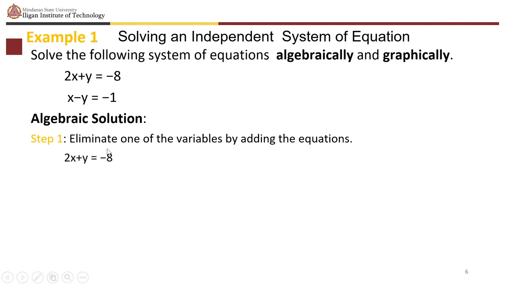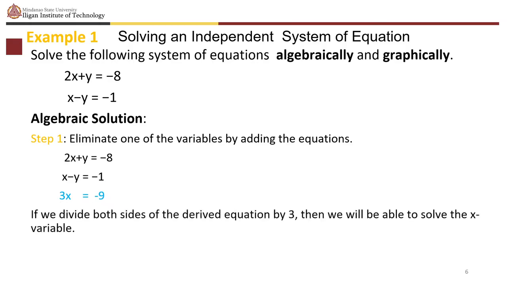When we do that, we have 2x + y = -8, and x - y = -1. When you add 2x plus x, that will give you 3x, and y minus y is 0. Then -8 plus -1 is equal to -9. So you come up with 3x = -9. Then we divide this equation by 3, so x = -9/3, meaning x is equal to -3.